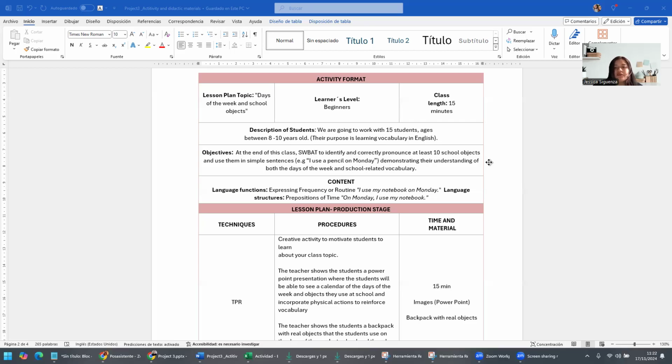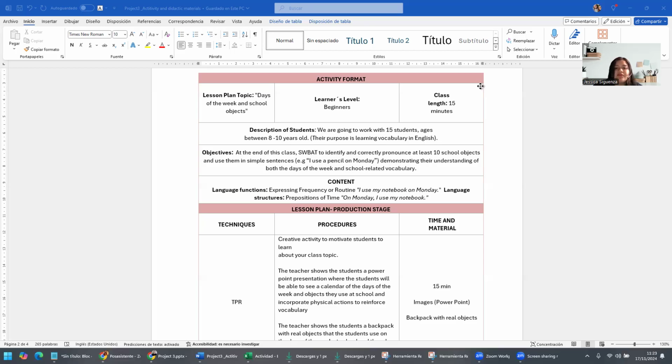Objective. At the end of the class, students will be able to identify and correctly pronounce at least 10 school objects and use them in simple sentences. For example, I use a pencil on Monday, demonstrating their understanding of both the days of the week and school-related vocabulary. The content language function is expressing frequency or routine. For example, I use my notebook on Monday. Language structure: preposition of time. On Monday, I use my notebook.